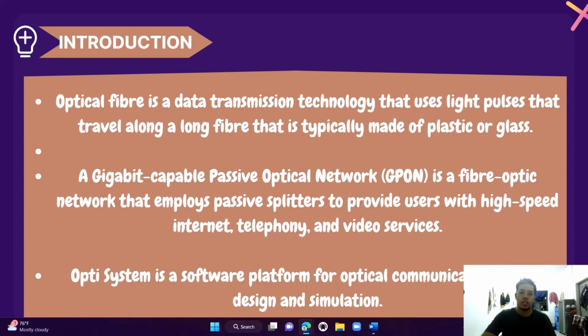Optical fiber is a data transmission technology that uses light pulses that travel along a long fiber that is typically made of plastic or glass. Besides that, a Gigabit-capable Passive Optical Network, GPON, is a fiber optic network that employs passive splitters to provide users with high speed internet, telephony and video services. Other than that, OptiSystem is a software platform for optical communication system design and simulation.